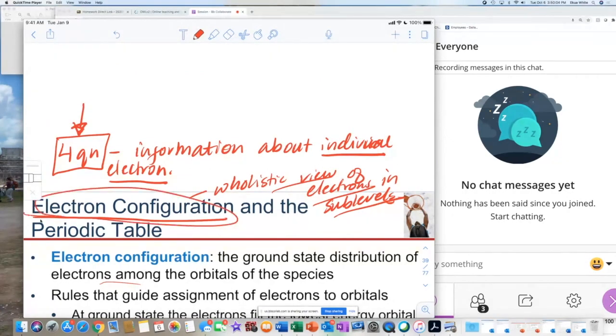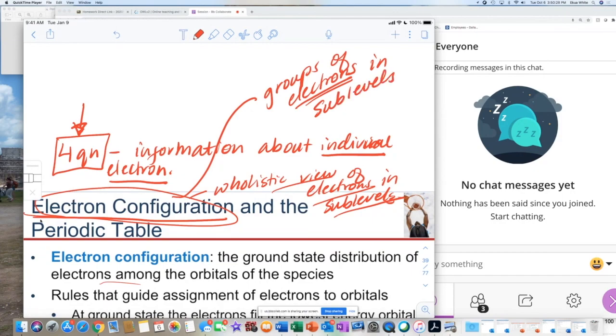Electronic configuration approaches the same idea but holistic view. This time we're looking at not just one electron but groups of electrons. And this time we are placing these groups of electrons not just in one room or one orbital, we are placing them in sublevels. Okay, remember sublevel is different from the energy level. Sublevel is a little bit more complex than just the energy level.